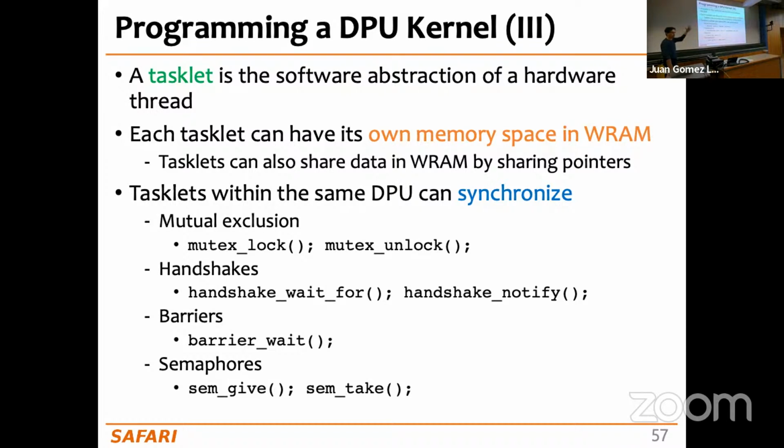Maybe there we update common variables, shared variables, etc. And after that, we unlock. No more than one thread, or one tasklet in the case of the DPU, can be inside the same mutex.